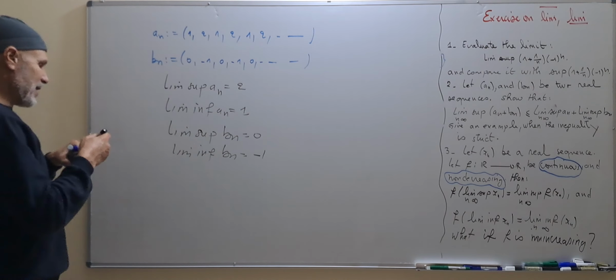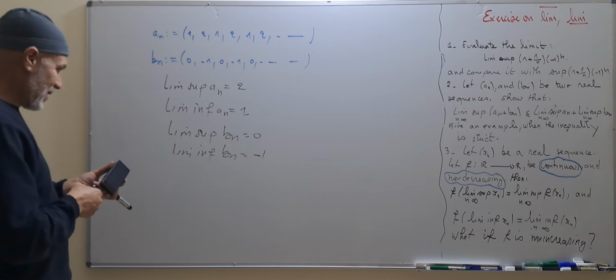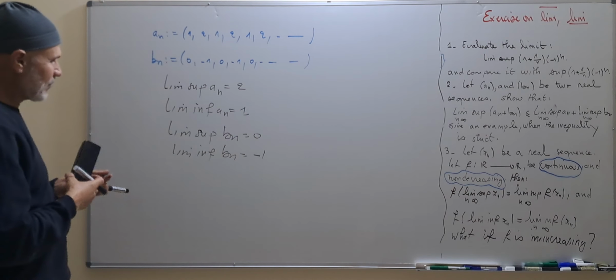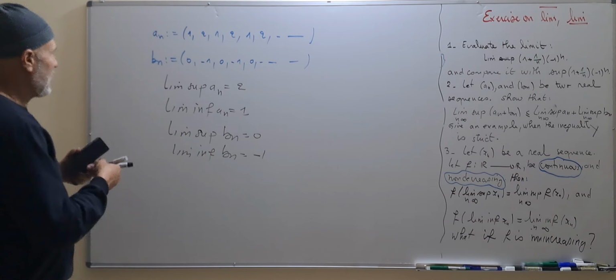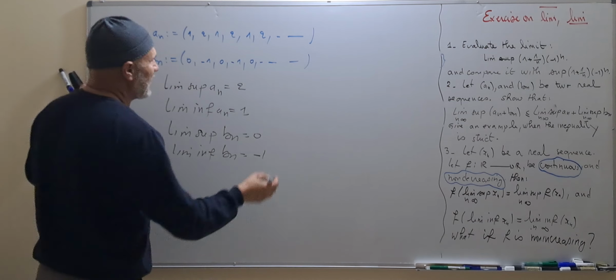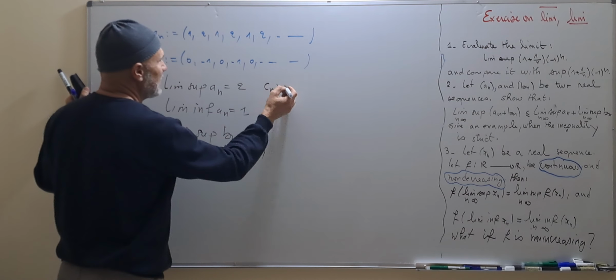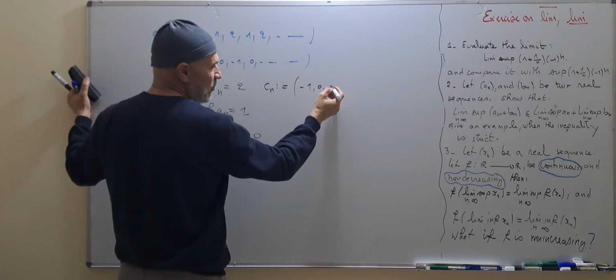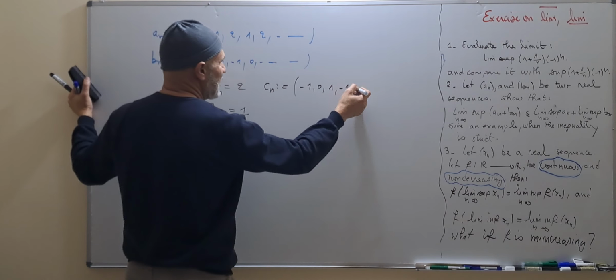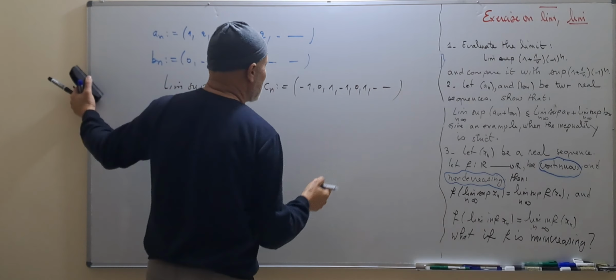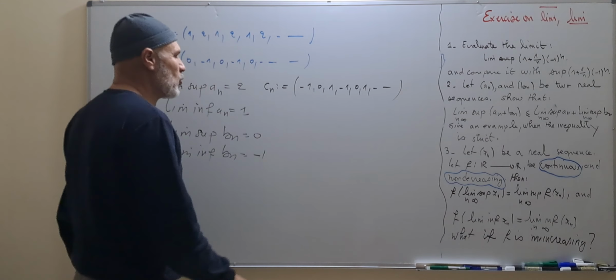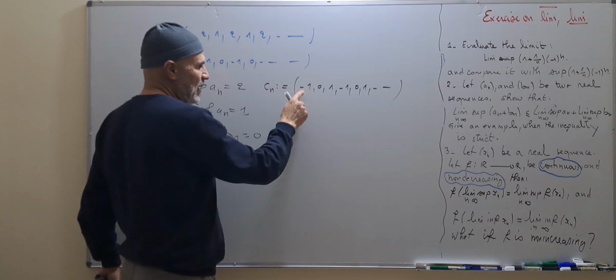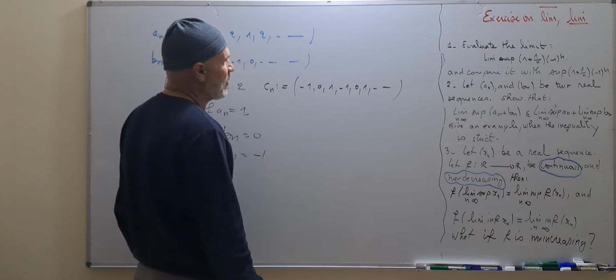We can take, for example, c_n equal minus 1, 0, 1, minus 1, 0, 1, and so on. In this case, the limit sup is equal to 1, and the limit inf is equal to minus 1.